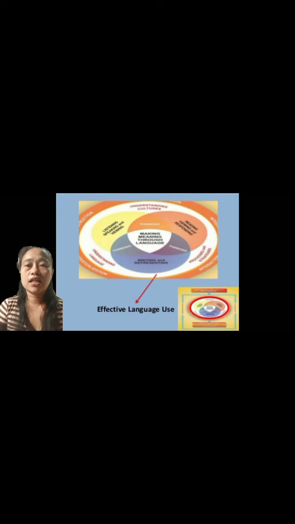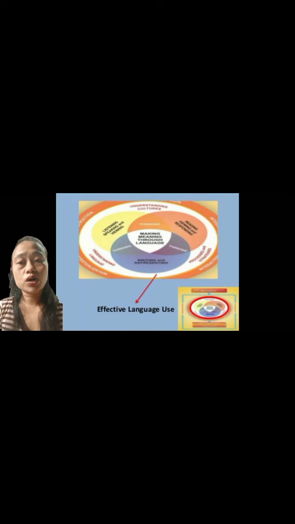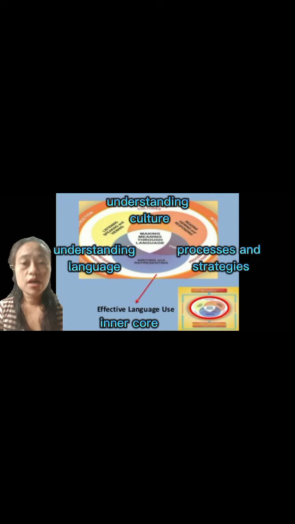Now, let's go back to the framework. Look at the skills that surround the core of the framework. What are those skills? These are the macro skills that promote the same outcome, which is thinking. And the application of these macro skills focuses on these three elements of effective language use that can be found in the inner core of the framework, which are understanding culture, understanding language, and process and strategies.